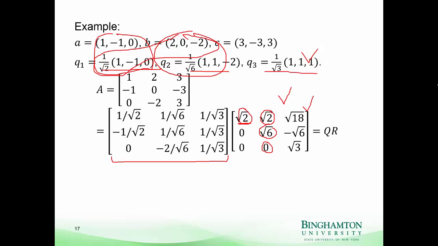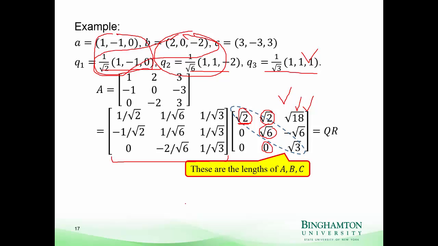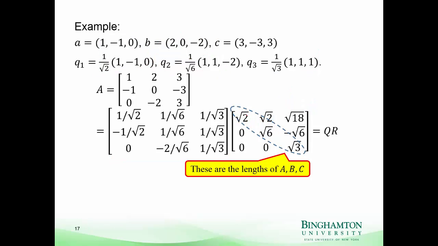And then the last column will just be A with Q3, A with Q1, A with Q2. I'm sorry, C with Q1, C with Q2, and C with Q3 will give you those three numbers. So there's our decomposition QR. And notice that the numbers down the diagonal here are the lengths of our A, B, and C. So they are these things. So we already have those things worked out.